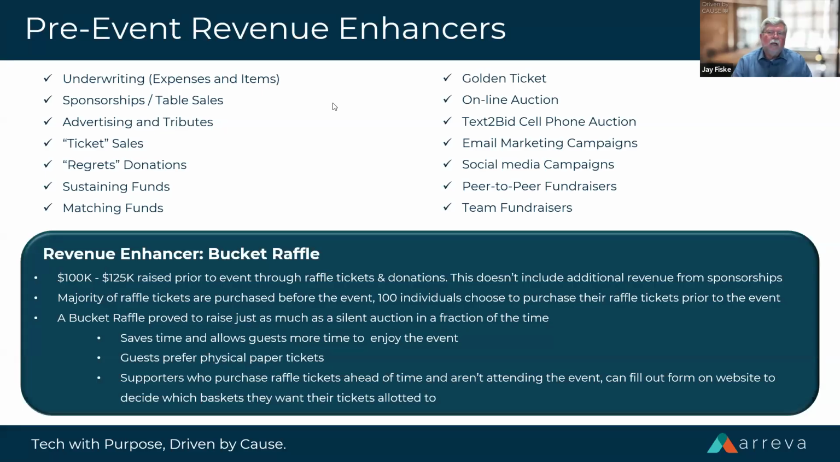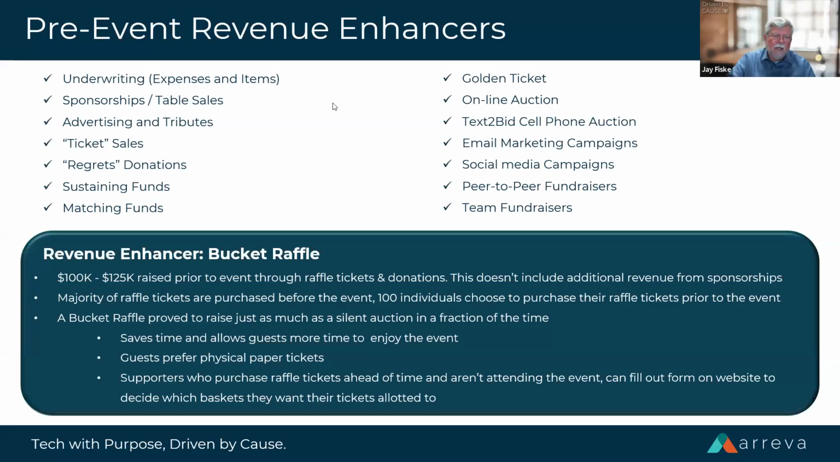So if you only sell $5,000 worth of tickets for whatever reason, they can take any item worth up to $5,000. And usually they don't. They usually take the item they really want, which is often much lower value. So it's a really good moneymaker. Online auction, pretty self-explanatory. Website, mobile bidding, text to bid, cell phone auction, basically mobile bidding. Email marketing campaigns let people make donations, of course, social media and peer-to-peer team fundraisers. We're going to get into that a little later with David.